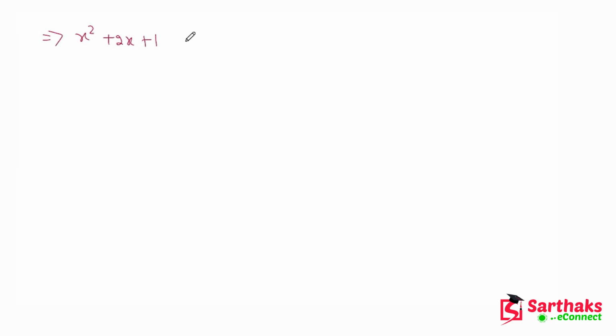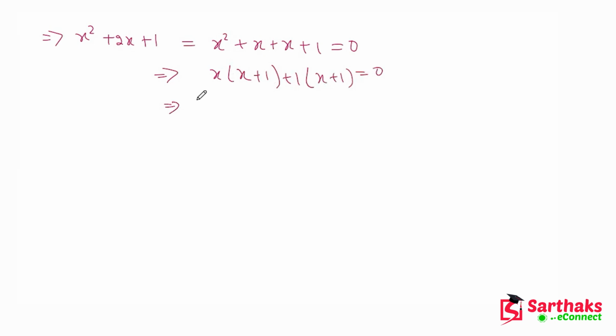So now here we can do that, x square plus x plus x plus 1 is equal to 0, we are doing it by the splitting method. Now we get x into x plus 1 plus 1 into x plus 1. I hope you understand this. This method I already told you. Here is x plus 1, or here is x plus 1 again is equal to 0. Now the two roots are x is equal to minus 1 and minus 1.